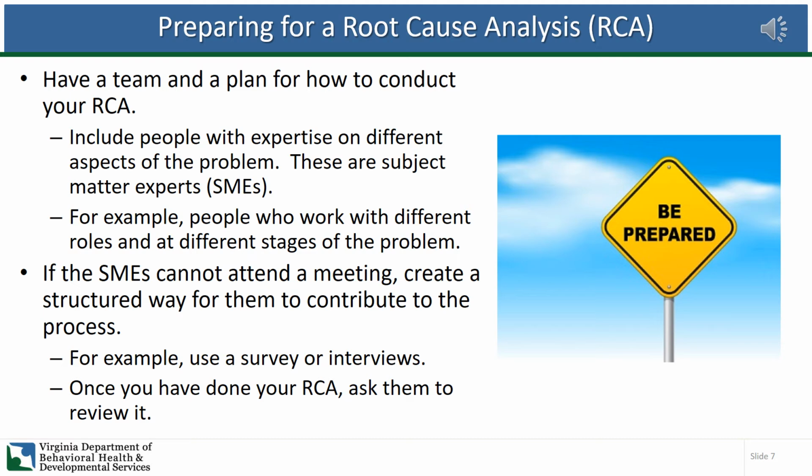For example, you will want to have people who work with different roles and at different stages of the problem. If your subject matter experts cannot attend a meeting, create a structured way for them to contribute to the process. For example, you can use a survey or interviews to gather information from them about what they see as the causes. Once you have done your root cause analysis, you will want to ask them to review it and give you feedback and their opinion.